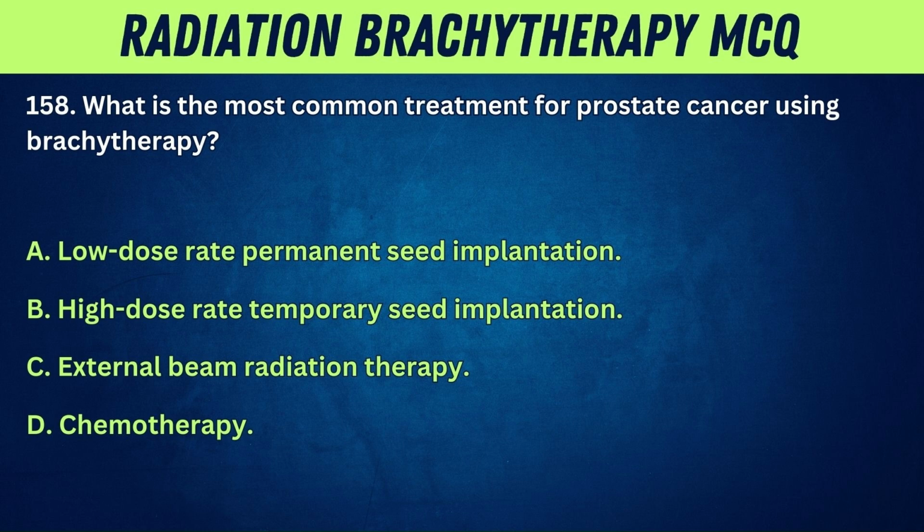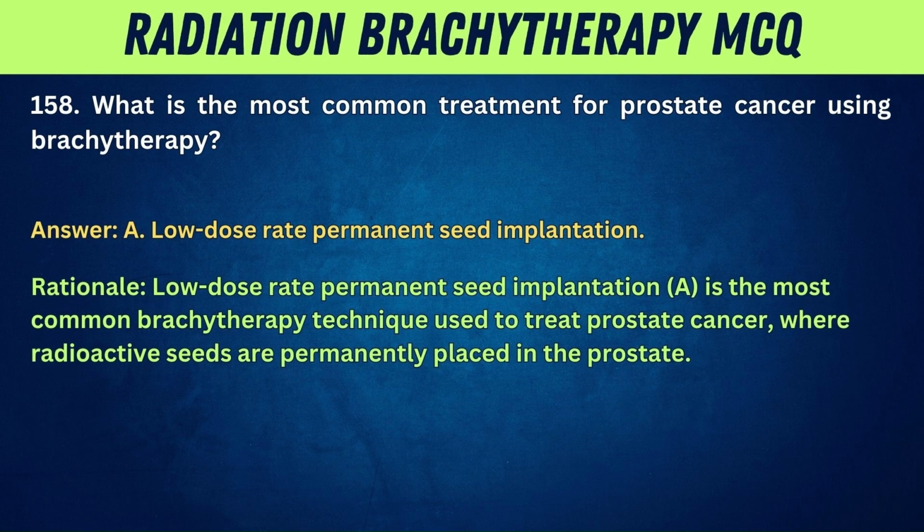158. What is the most common treatment for prostate cancer using brachytherapy? A. Low-dose rate permanent seed implantation. B. High-dose rate temporary seed implantation. C. External beam radiation therapy. D. Chemotherapy. Answer: A. Low-dose rate permanent seed implantation. Rationale: low-dose rate permanent seed implantation, A, is the most common brachytherapy technique used to treat prostate cancer, where radioactive seeds are permanently placed in the prostate.